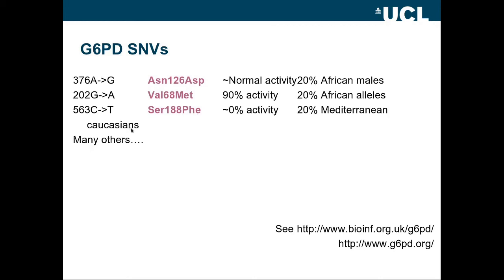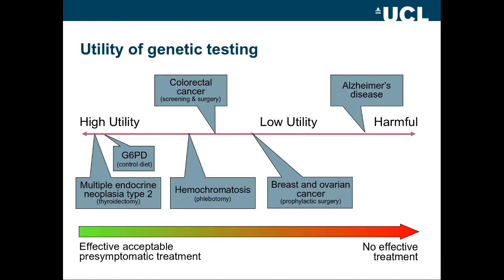There are also many other mutations known. This is just a small sample to give you an overview of the differences in effects that these mutations can have. So what about genetic testing? If we've got this information about mutations, is that actually a useful thing to have?